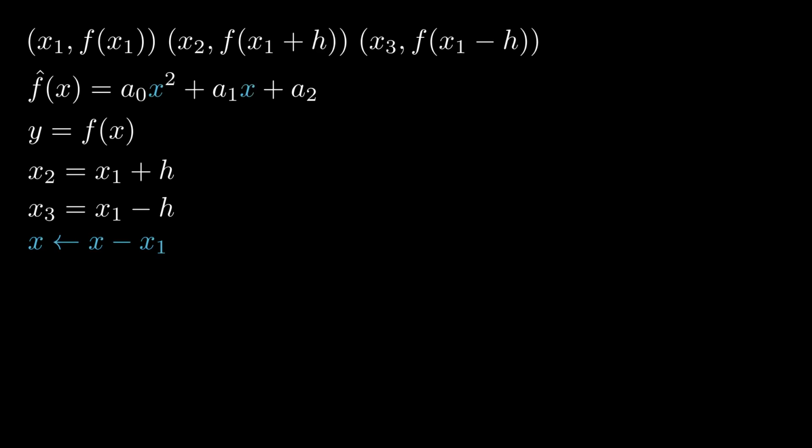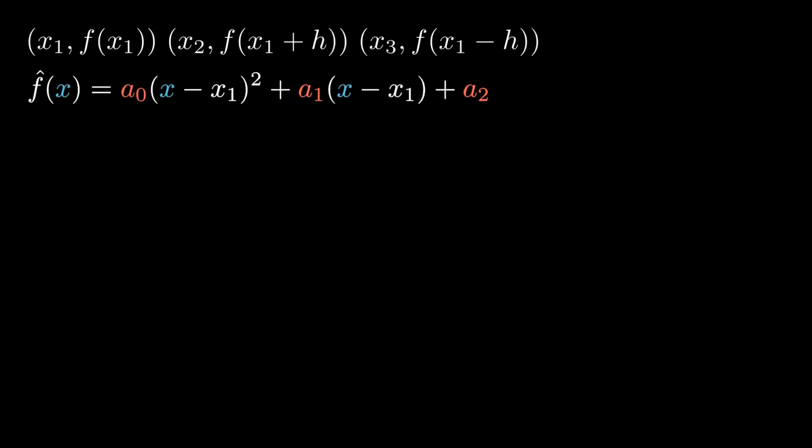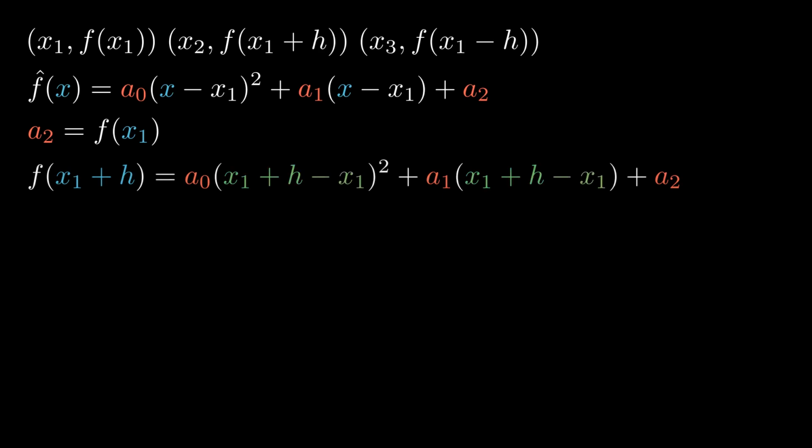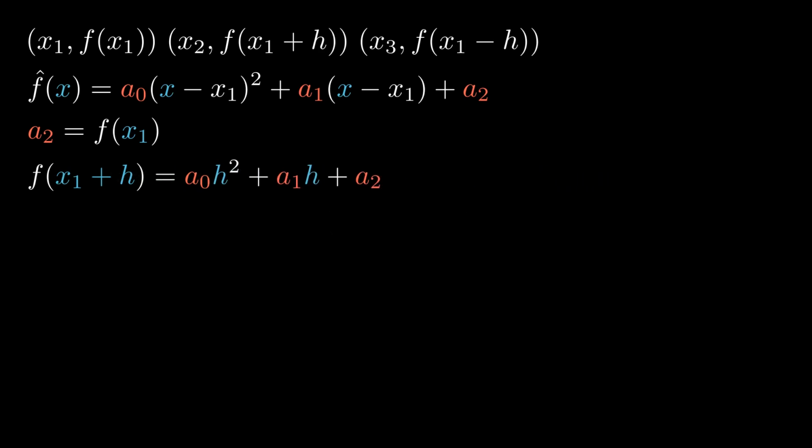I'll also substitute x minus x1 for x in the equation of the parabola. This only affects the values of a0, a1 and a2, as our choice of x1 is arbitrary anyway, so there is no loss of generality, but this form will make solving for the coefficients much easier. Now, plugging in x1 into the equation will give us the value of a2. We have to do a little more work for getting the values of a0 and a1. Plugging in x1 plus h gives us this equation, and in a similar manner, plugging in x1 minus h gives us this second equation. We can solve these for a0 and a1 by adding and subtracting the equations respectively, and you get the following values.